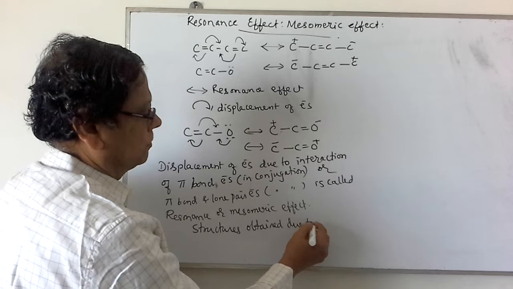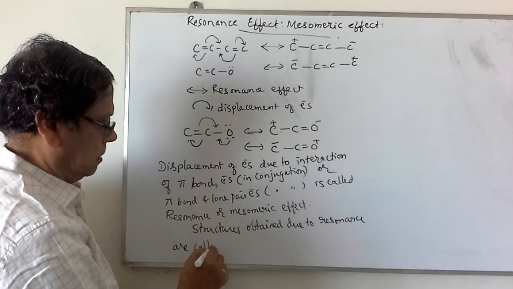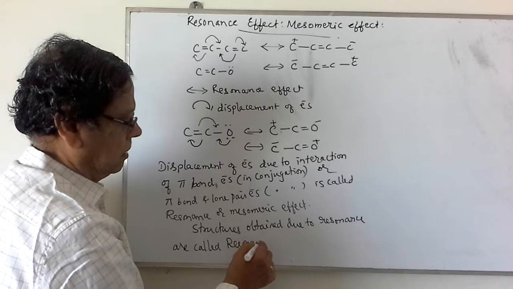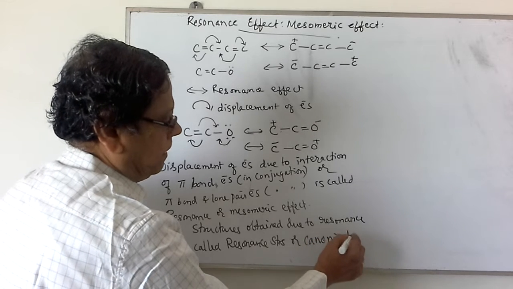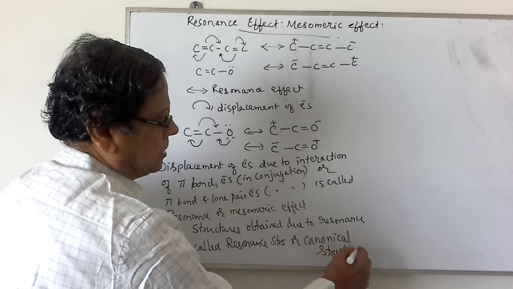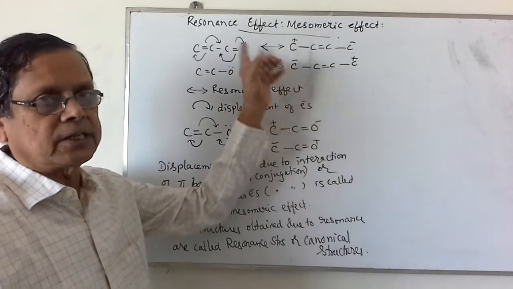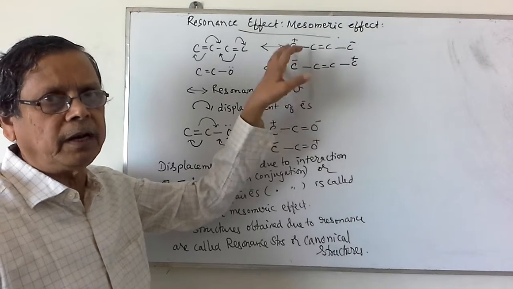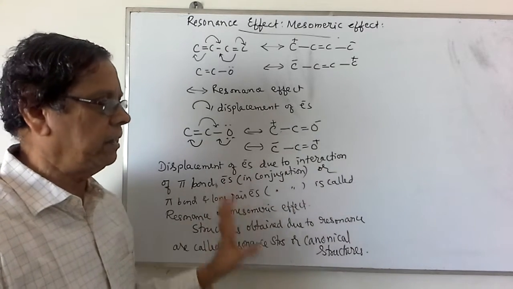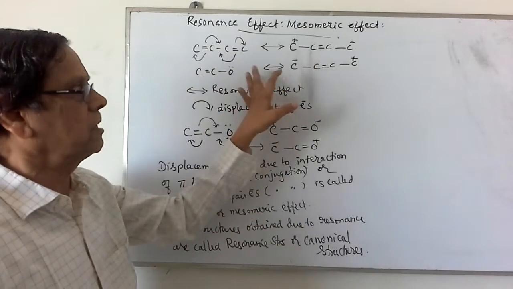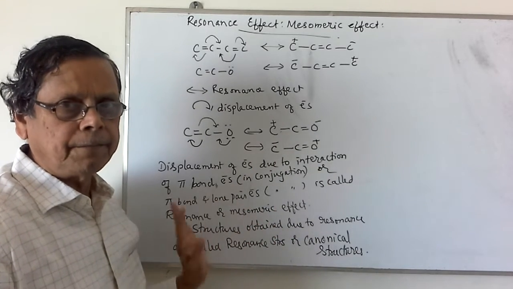the structures obtained due to resonance are called resonance structures or canonical structures. We have to remember one point. When we indicate any such number of structures, actually any one structure will not indicate the actual structure of the particular compound or particular molecule. It is actually the hybrid of all these, not mixture, hybrid. Hybrid of all these structures is called as the resonance hybrid. The resonance hybrid will clearly explain the properties of this particular compound.